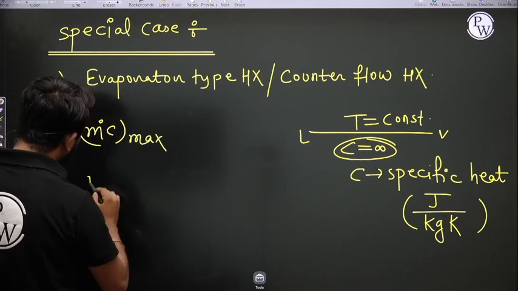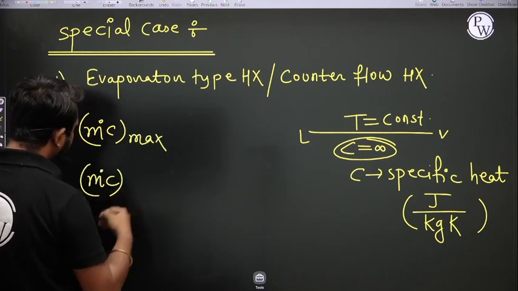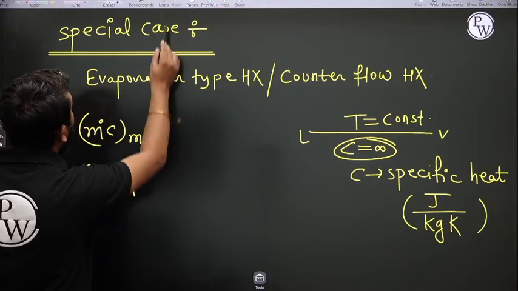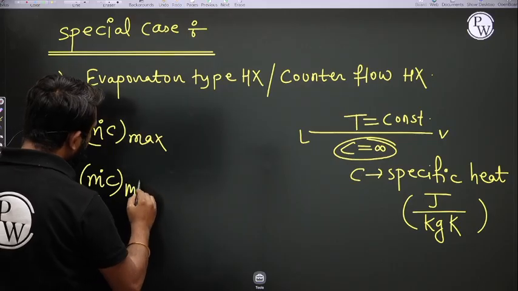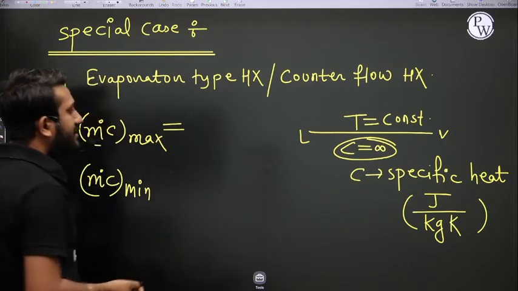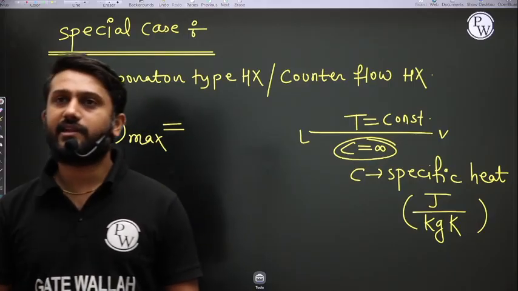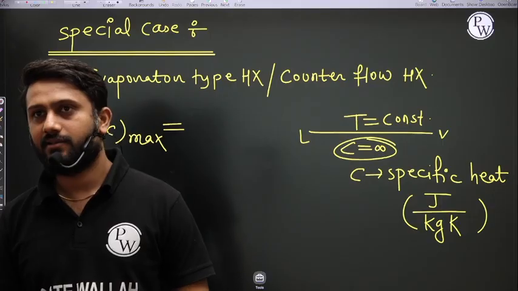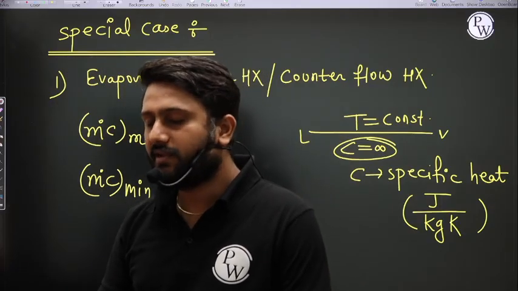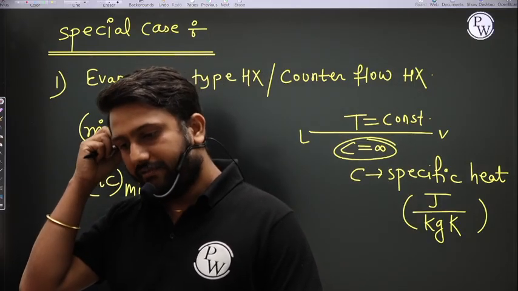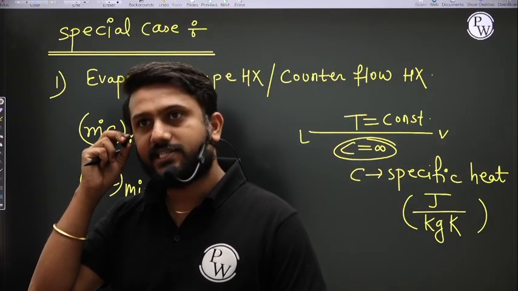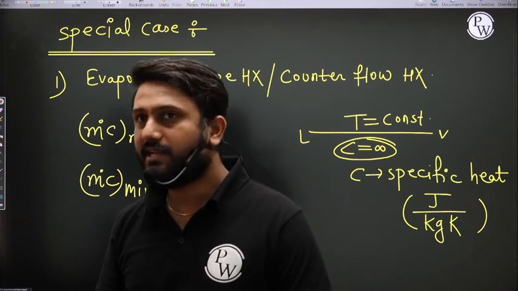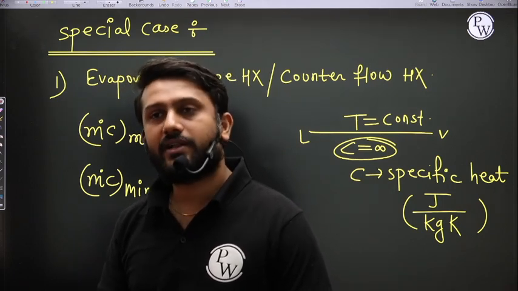So there are 2 heat capacity rates, right? One for the hot fluid, another one for the cold fluid. So what is the maximum heat capacity rate? The maximum heat capacity rate is for that fluid for which the phase change is there. If condensation is there, hot fluid phase change is there. If an evaporator type of heat exchanger is there, cold fluid phase change is there. So the cold fluid has the maximum heat capacity rate in the case of the evaporator type of heat exchanger.